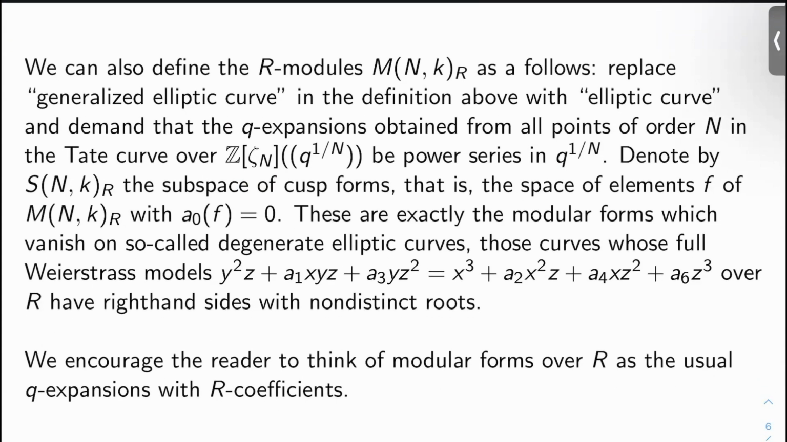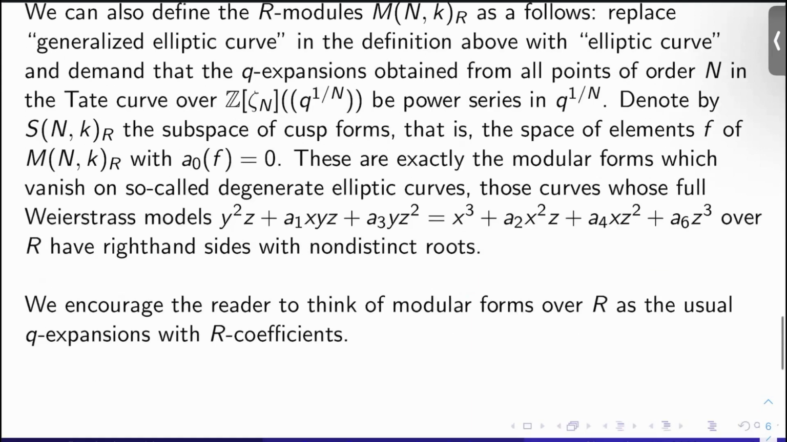Let's see. How about cusp forms? Denote by S_k(N; R) the subspace of cusp forms. So that's the space of elements f of M_k(N; R) with a_0(f) equals 0, as you might expect. These are just the modular forms which vanish on the so-called degenerate elliptic curves, which are those curves whose full Weierstrass models, given by the usual Weierstrass equation projectivized over R, have right-hand sides with non-distinct roots.